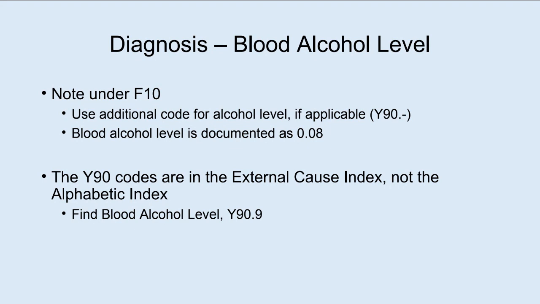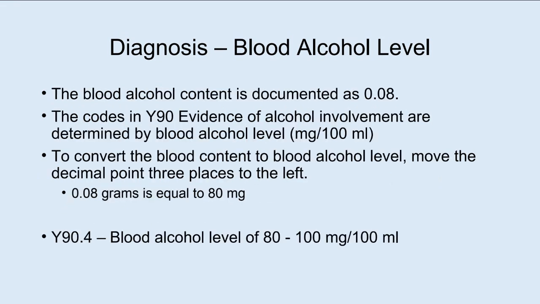Now, I've done it too. I've gone in the alphabetic index and said, why isn't that here? Forgetting that there's a separate index for external cause. So go to the external cause index and find blood alcohol level, and that gives you Y90.9. Turn to these codes in the tabular list.